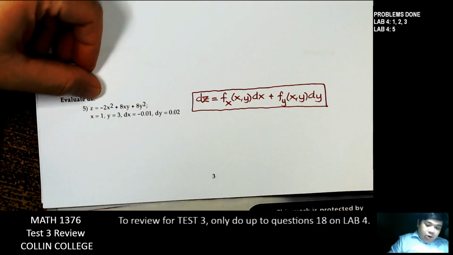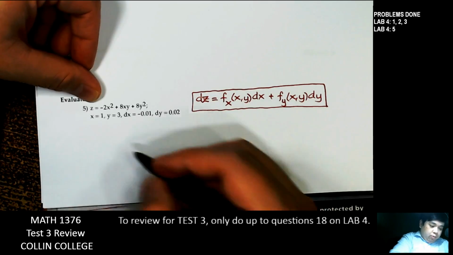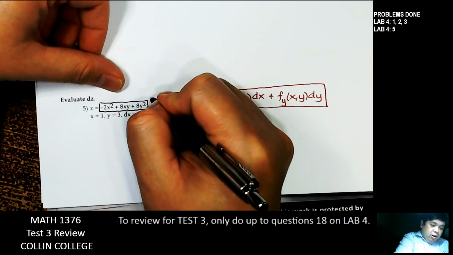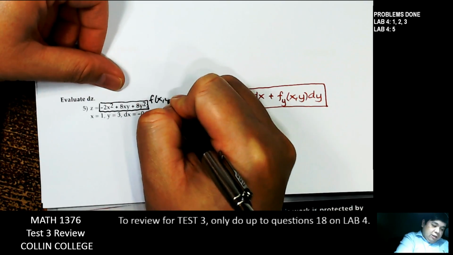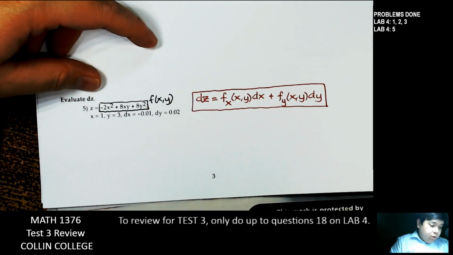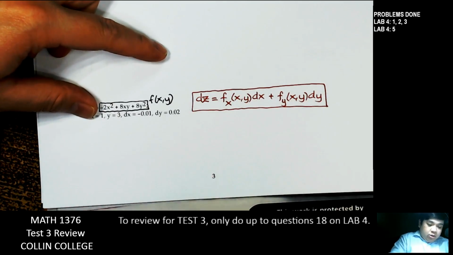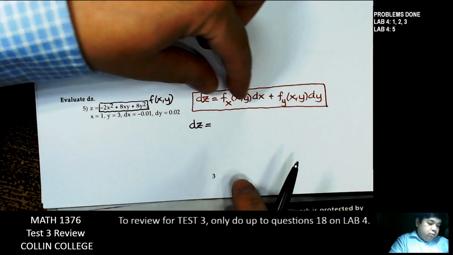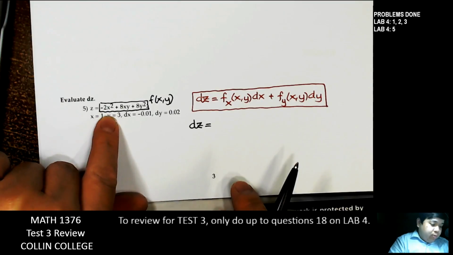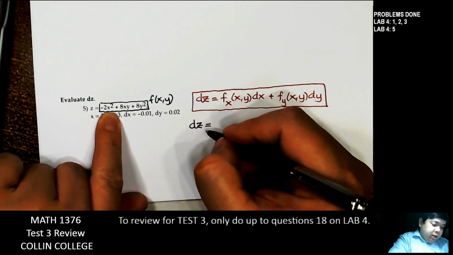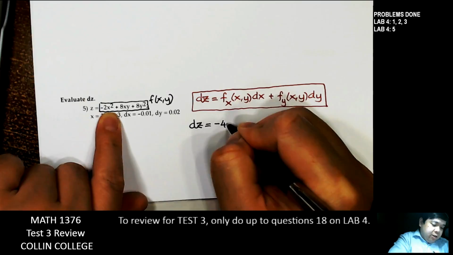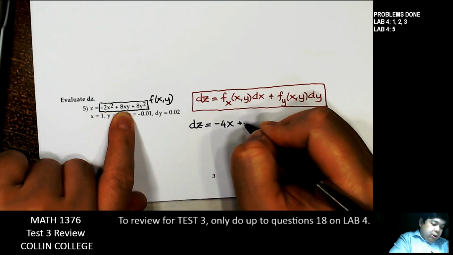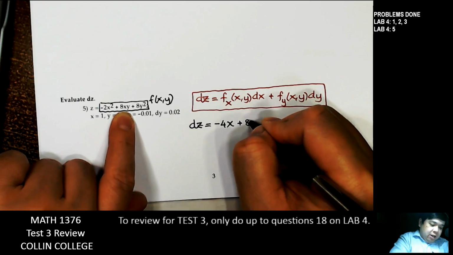Right. So very straightforward. In this problem, this is the function. So first, we start with the formula. dz equals the derivative with respect to x. So derivative of this with respect to x, the first term will be -4x. The second one will be derivative of 8x is 8, and then y is a constant.